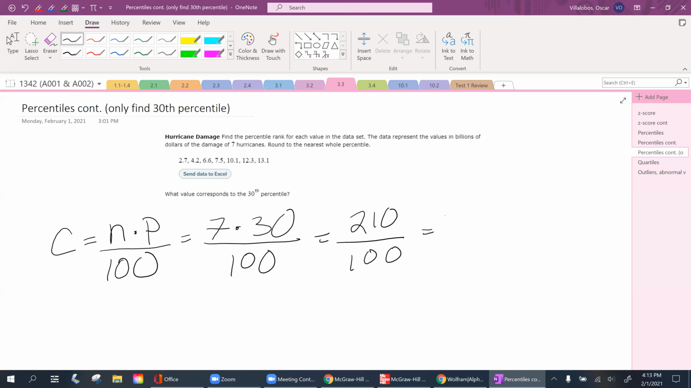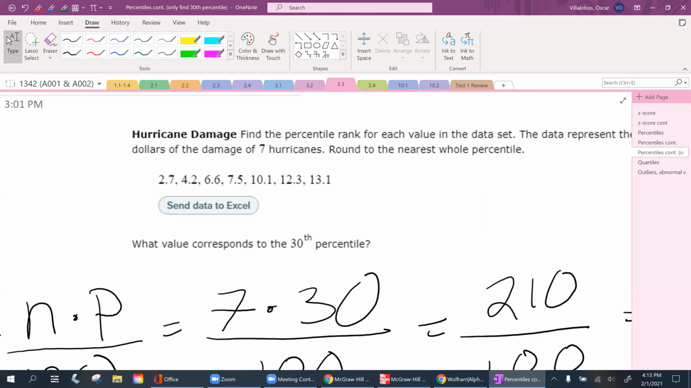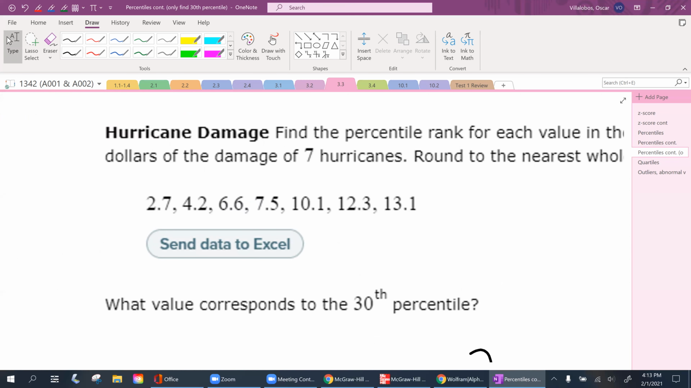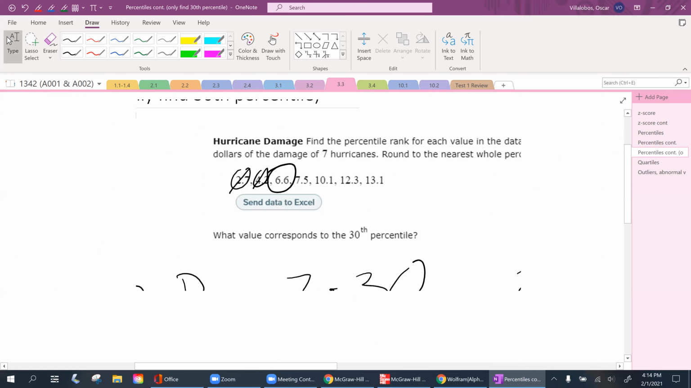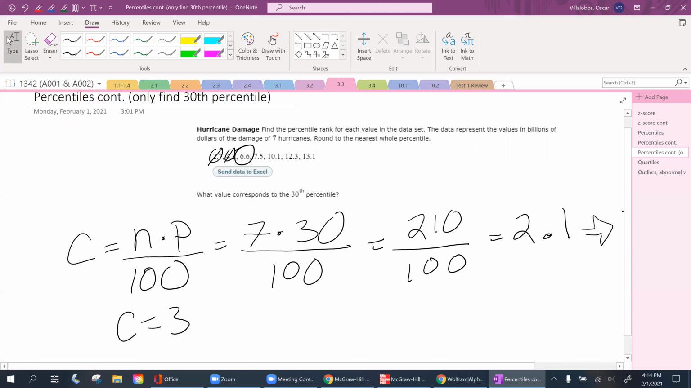That gives me 2.1. Even though it's close to 2, remember, we need to round up to the whole number, meaning it's 3. So C equals 3. This is going to be my index, so I'm going to look for the third value from the left, once it's in ascending order. So 1, nope, 2, nope, there we go, 6. So that means that 6 corresponds to the 30th percentile.